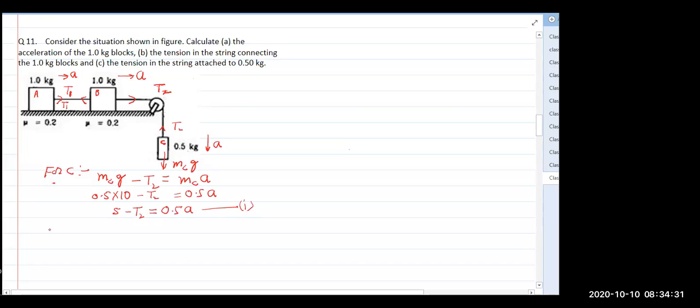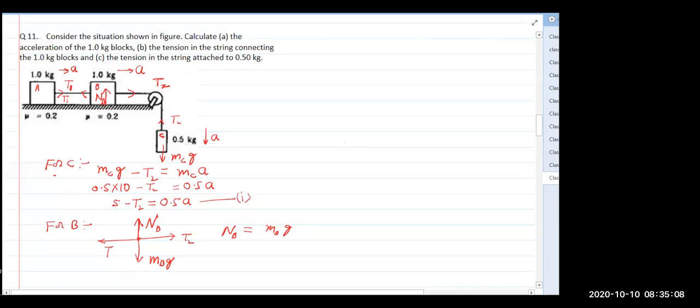Similarly, we will write for B. For B, you can see there are two forces in the horizontal direction: one is T2, another is T1. Then we have mbg downward, and then we have an upward force, the normal from the ground, which we call nb. So first we will find the normal: nb will be equal to mbg.